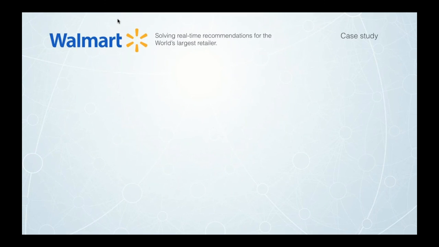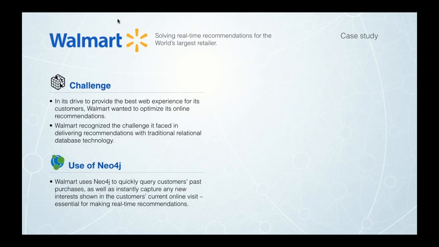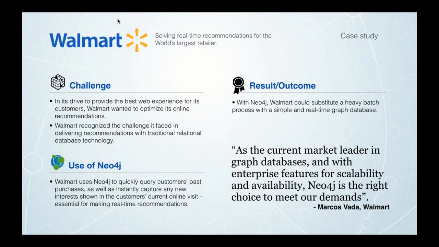So, for example, Walmart uses Neo4j to quickly query customers' past purchases, as well as instantly capture any new interest shown in the customer's current online visits, which is a very complicated thing to achieve, and it's an essential task for making real-time recommendations. And with Neo4j, Walmart could substitute a heavy batch process that they used earlier with simple real-time graph database queries, which save them both time and money from a purely productivity point of view, but more importantly, it has laid the foundation for a better customer experience going forward.